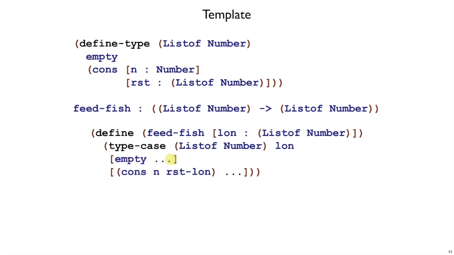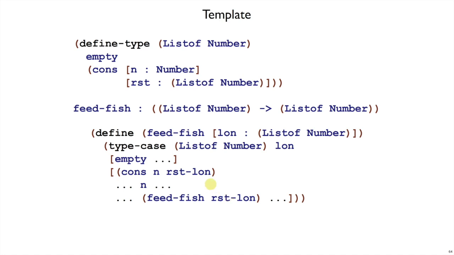In the empty case, there's nothing in particular to work with. What about in the cons case? We have this number n, and we have rest lon for the rest of our list of numbers. Is this template complete now? We've written down all the parts. This is just a number. What is this? It is a list of number, which has a data definition. And what function is going to deal with lists of numbers? Well, we've already sketched one out. It's called feedfish. So let's call feedfish on the resulting list of numbers.